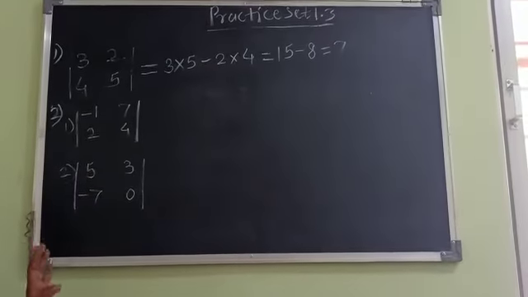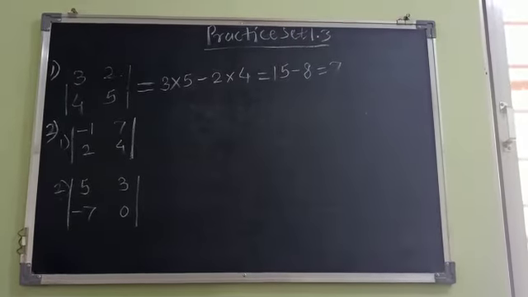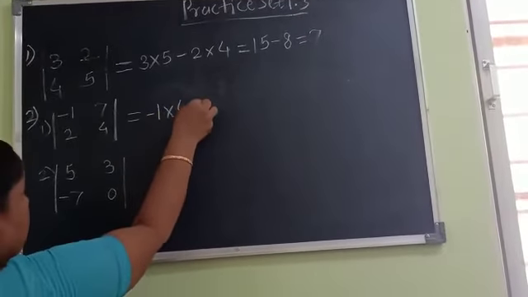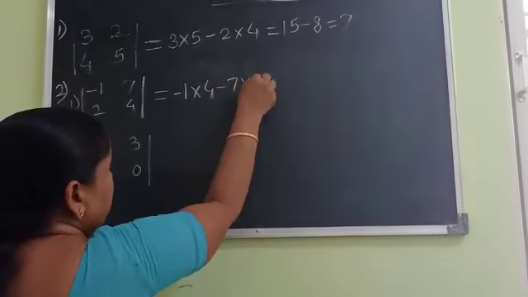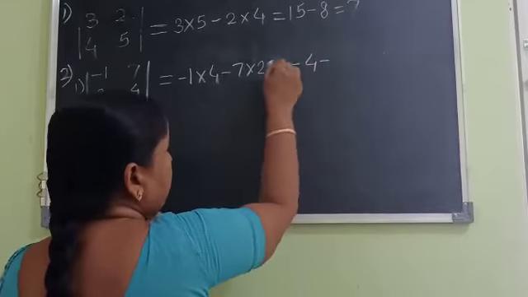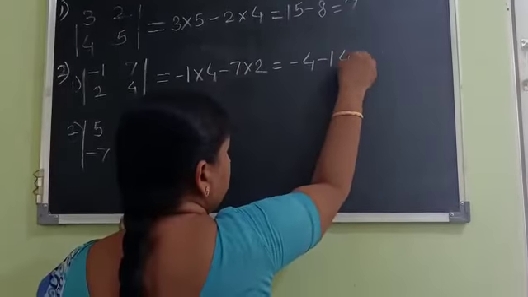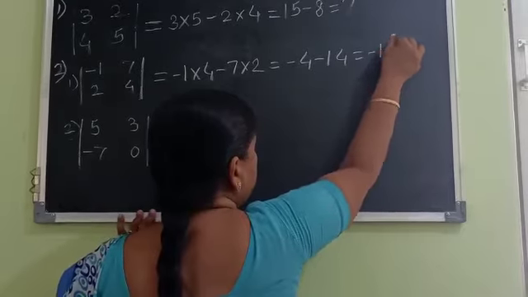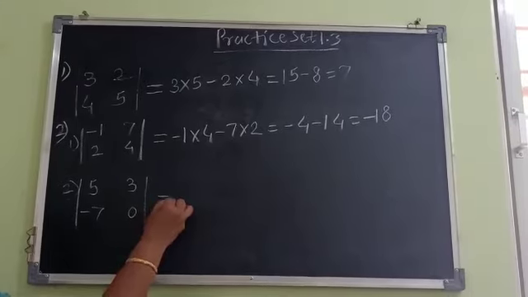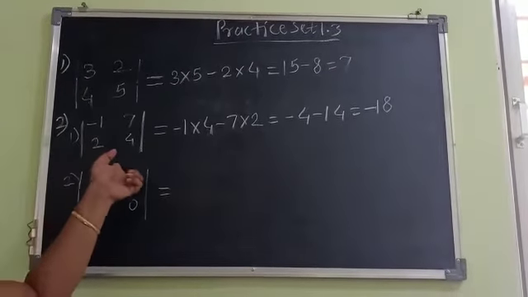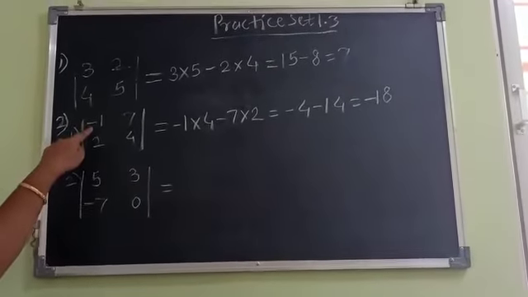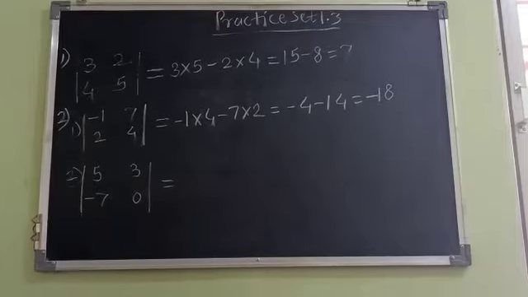So in the same way we have to solve the next examples. That is, this will be minus 1 into 4 minus 7 into 2, which is equal to minus 1 into 4 is minus 4, minus 7 into 2 is minus 14, which is equal to minus 18. So in the next example, see here, these examples are asked only for 1 mark in the board exam. That is, here we have to just cross multiply the given terms.